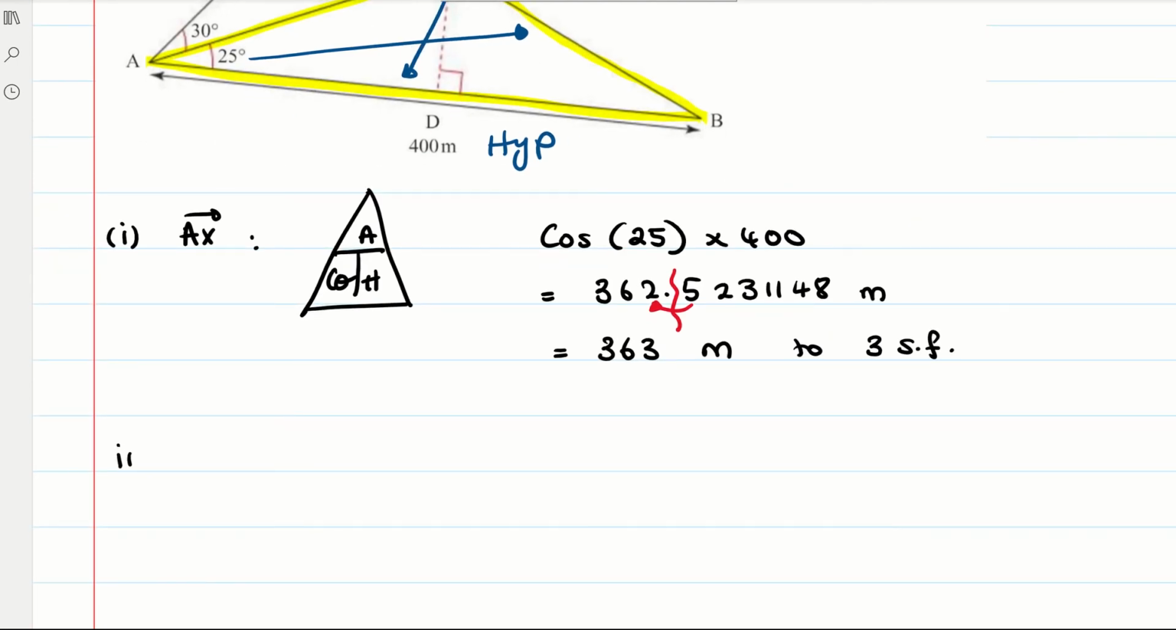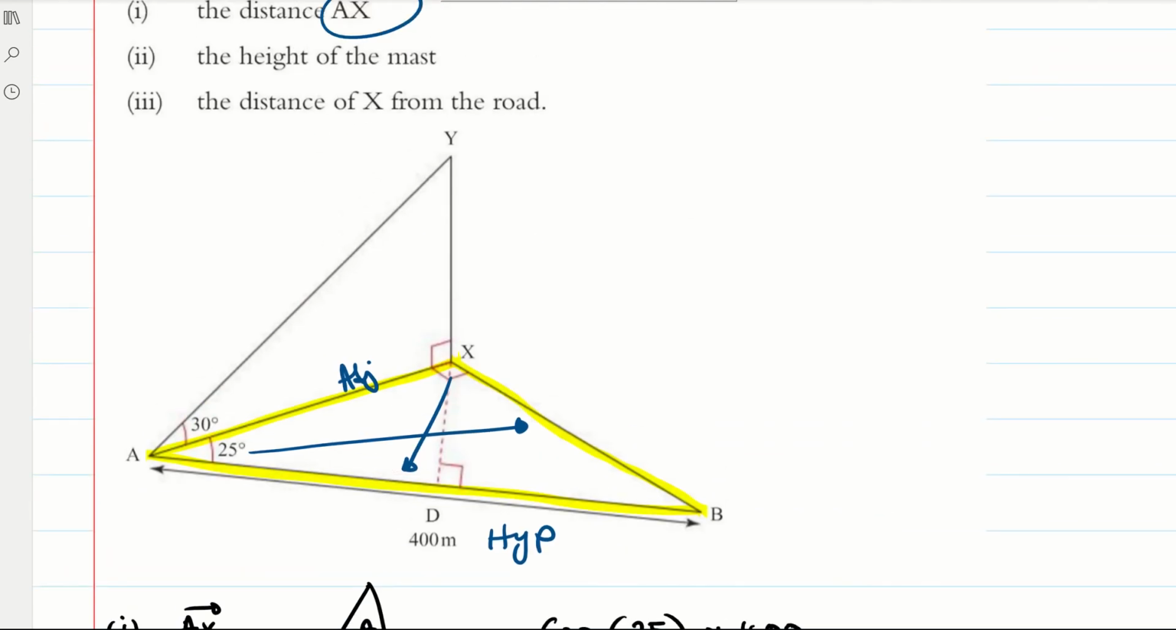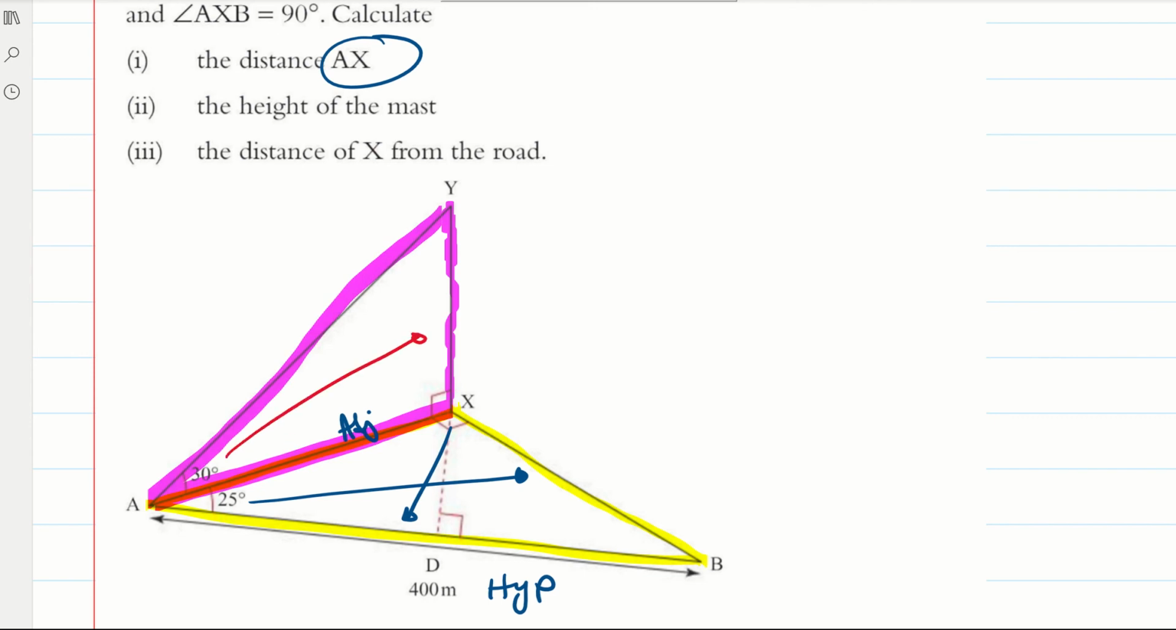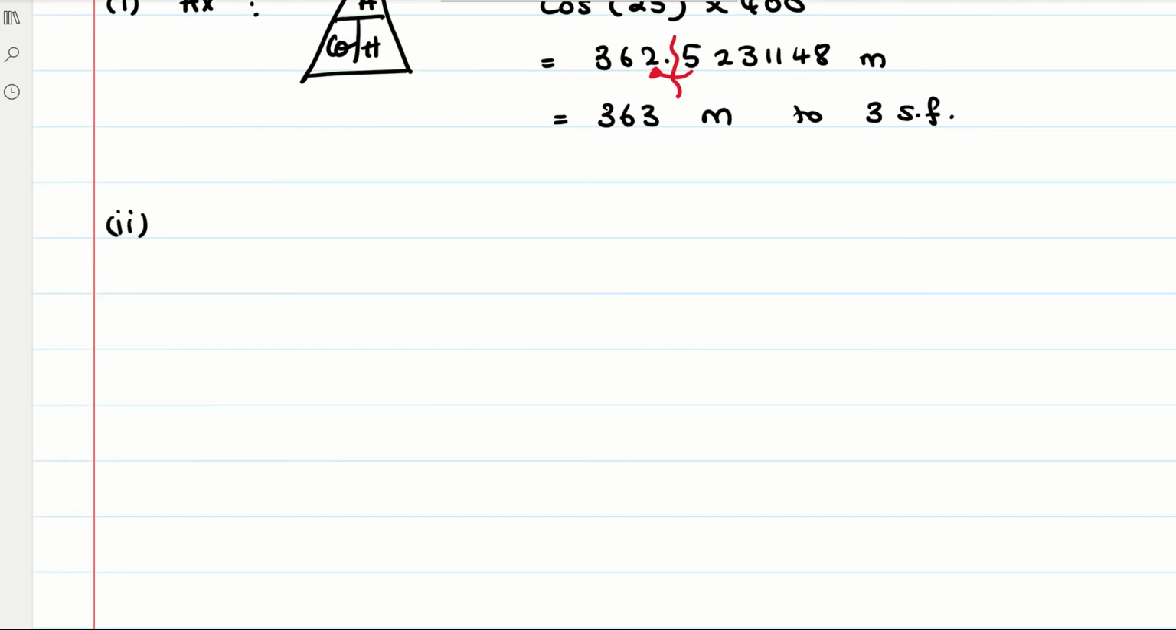And then for part 2, it says find the height of the mast. That's the mast. So I'm trying to find XY, and again I've got a right-angled triangle. This is the opposite. This is the hypotenuse, which I don't have. This is the adjacent. So I want to use the ratio with O and A, so that is going to be tan. So to find XY, I want to use tan, TOA.